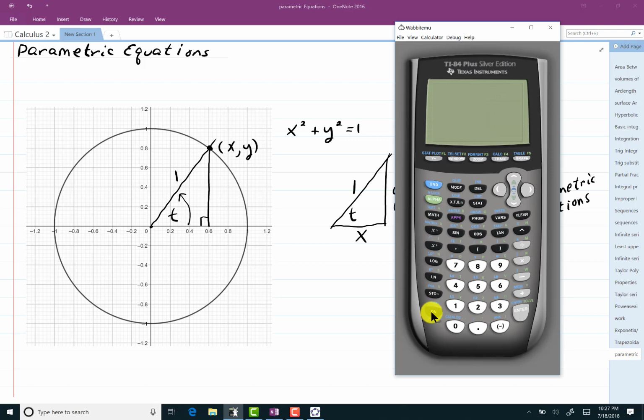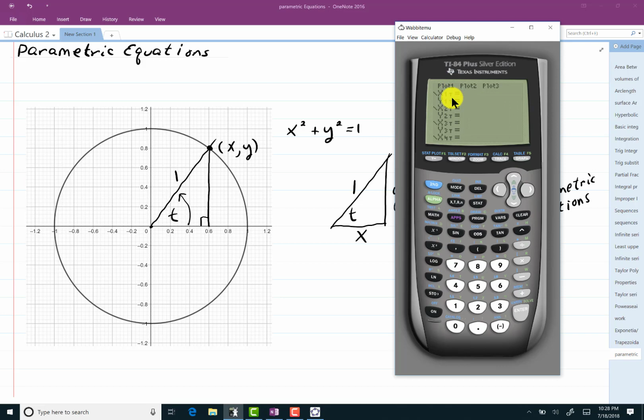Turn it on, and the first thing you're going to need to do is change the mode. By the way, you should have been in radian all this time. If not, it's probably cost you some points. I'm going to go down to the fourth line where it says func par pol sequence, and I'm going to go over to par. That stands for parametric. Hit enter, and then let's go ahead and put in our equations. Let me clear this and clear this.